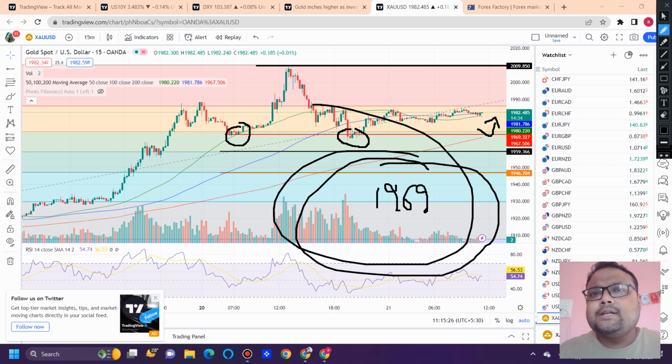So if the market comes down, observe the volatility. If you see that the volatility of the market is like this, meaning small candles, then you can expect that 1969 will act as the next support.